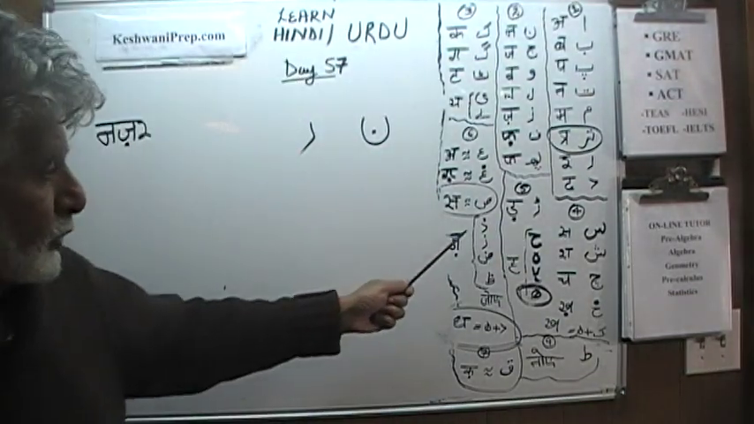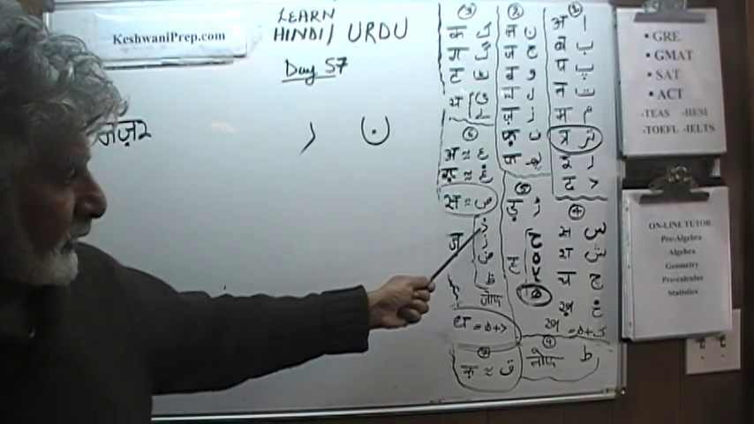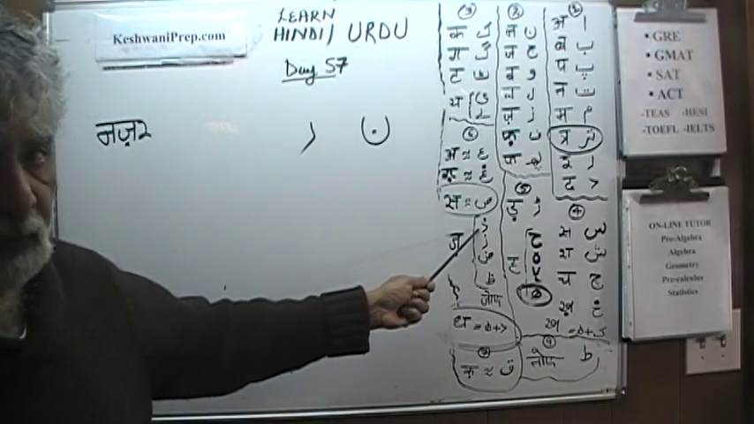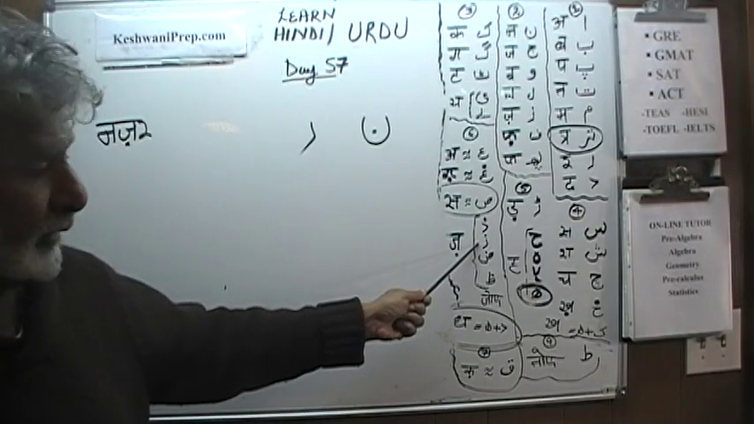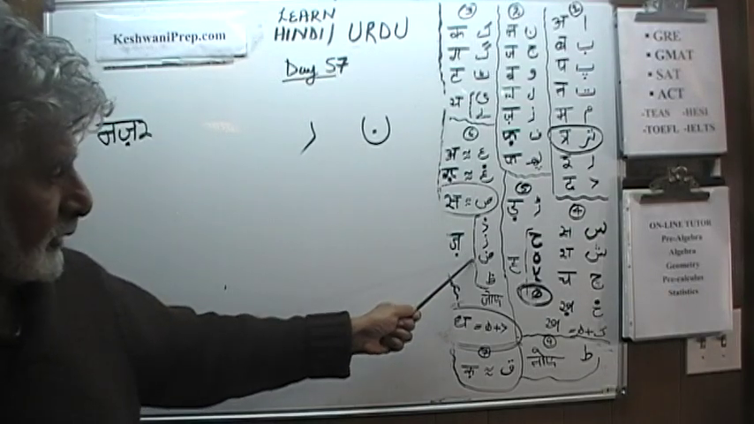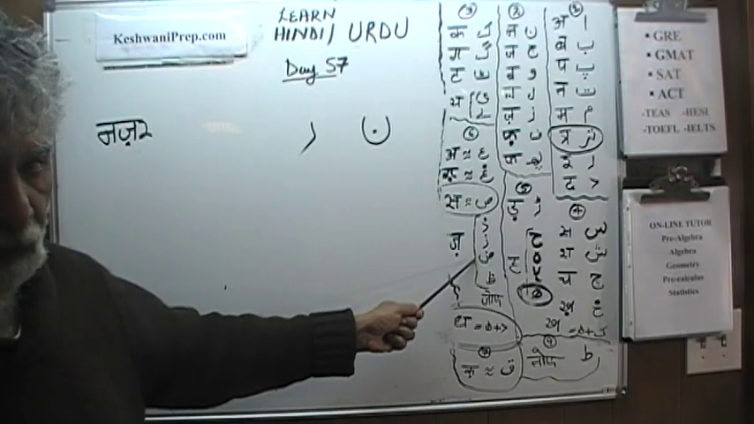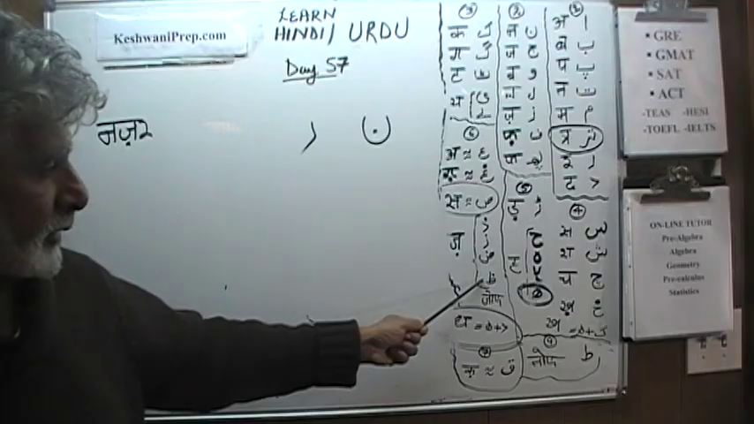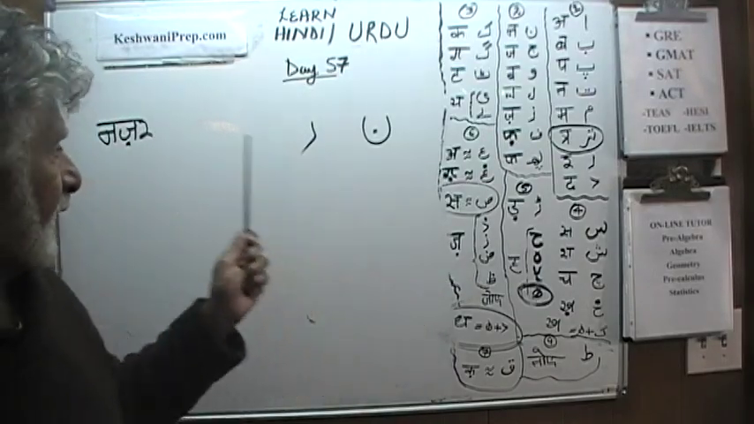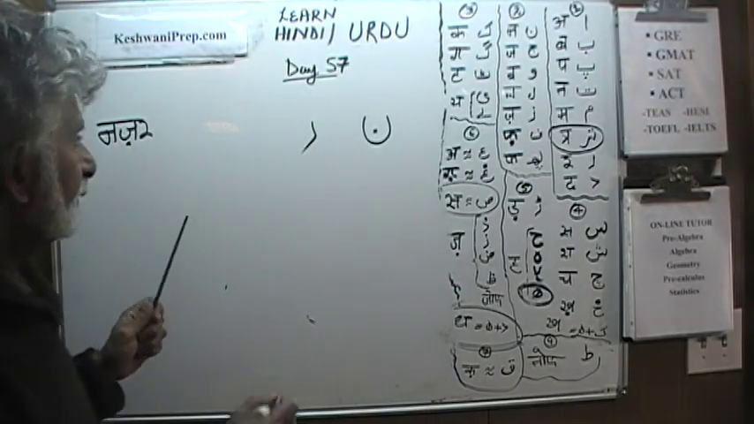But in Urdu, you have to know which za to use here. This za, the first one, is called zal. It comes after the letter dal, dal, zal. This one is called ze. It comes after re, re, ze. This is called zuad. It comes after swad, swad, zuad. And this is called zoi. It comes after the letter toi. Which za do we need here to write nazar? The answer is we need zoi.